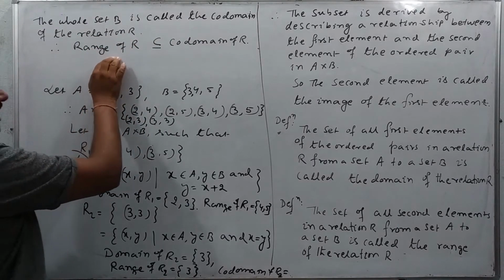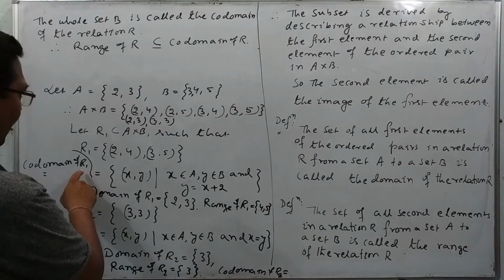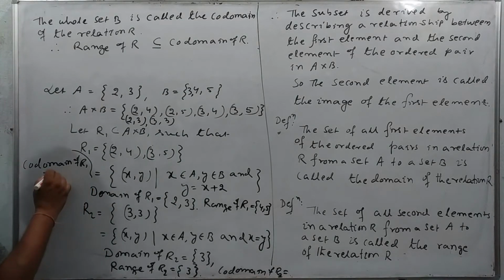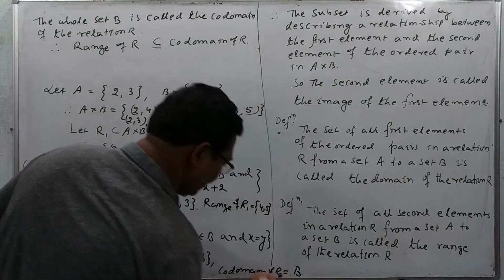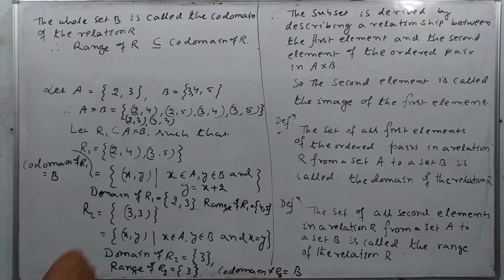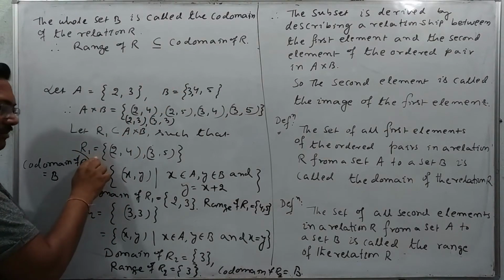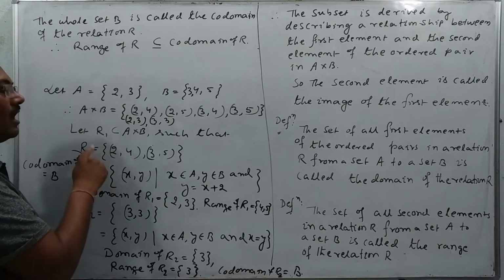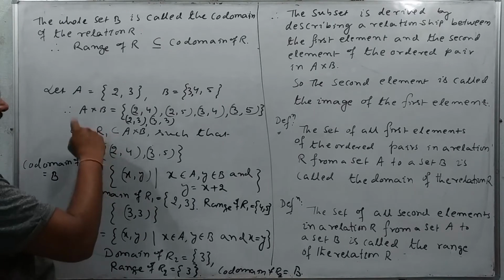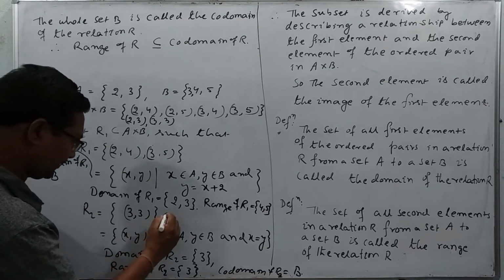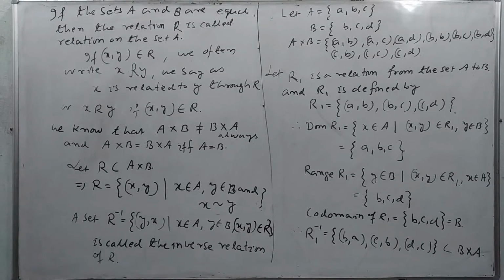So, the range set is a subset of the codomain of R. Here the codomain of R1 is the set B and the codomain of R2 is the set B. So, B is the codomain of the relations R1 and R2. The relation R1 is generated from A Cartesian product B. Relation R2 is generated from A Cartesian product B. This is a subset of A Cartesian product B.